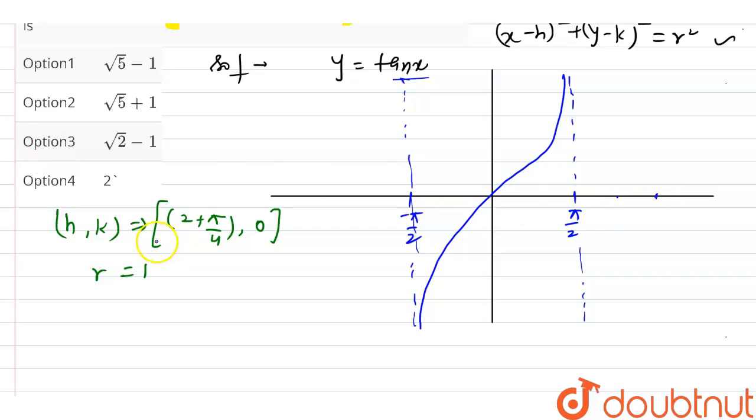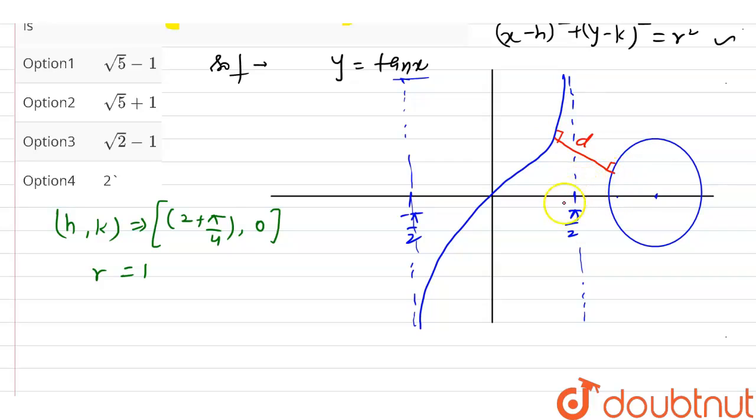If it is here, then I'm going to make the circle of radius 1. So this is my circle. Now we have to find the minimum distance between them, so we have to find this distance. Let's suppose this is my distance d. If you see carefully, this is the minimum distance. This is perpendicular to both, which means it is perpendicular to tan x and perpendicular to the circle.